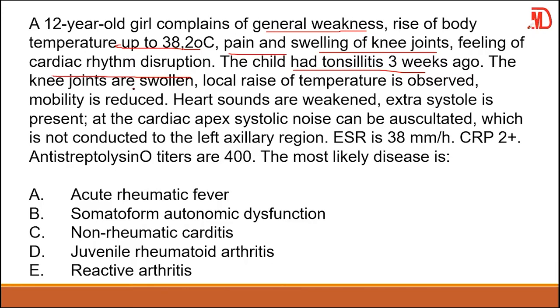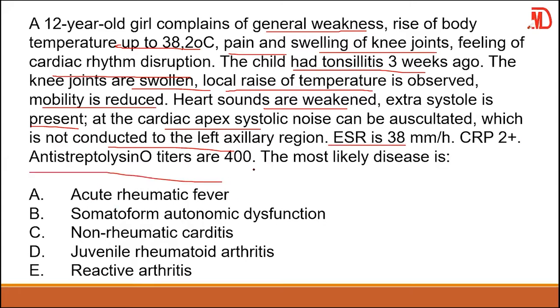They said the joints are swollen, local raise of temperature is observed, mobility is reduced, heart sounds weakening, extrasystole is present, cardiac apex systolic noise can be auscultated, which is not conducted to the left axillary region. ESR is up, CRP, that is C-reactive protein, plus 2. And again, antistreptolysin O titer is 400. What is the most likely diagnosis? Again, this one here is acute rheumatic fever. Good. Usually because of the strep infection. So your answer here is A.